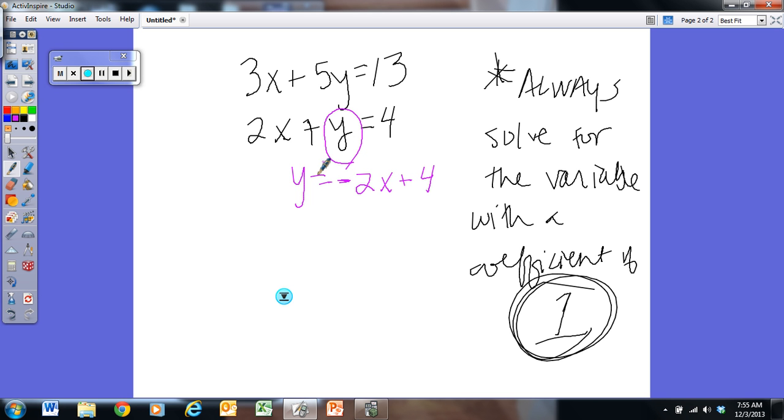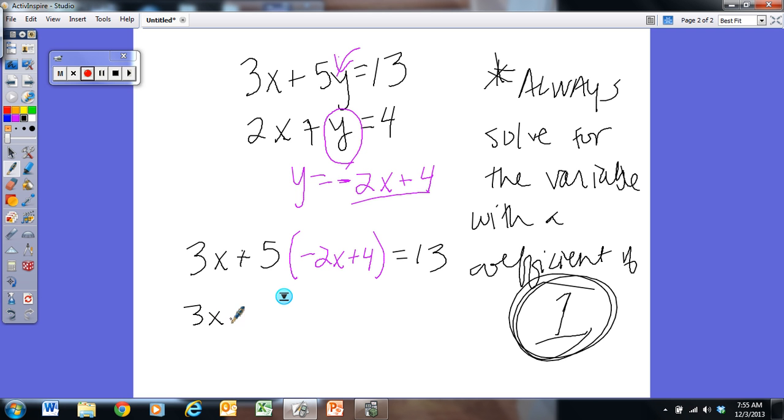Okay, so that tells me what y equals. Y equals negative 2x plus 4. So I go to the other equation, and instead of y, I'm going to write negative 2x plus 4. So I go 3x plus 5, and again, instead of y, negative 2x plus 4, equals 13. And then we solve: 3x minus 10x plus 20. This is a minus, this is a plus, equals 13. Negative 7x equals negative 7.